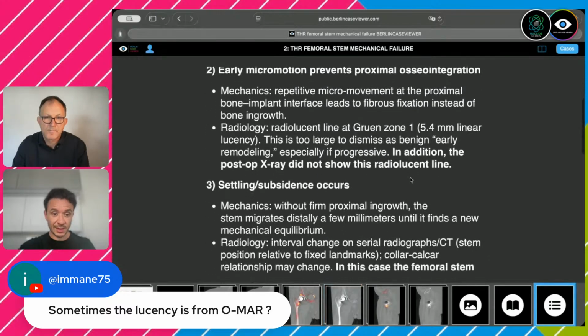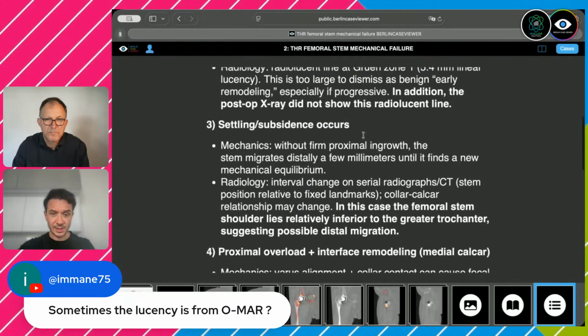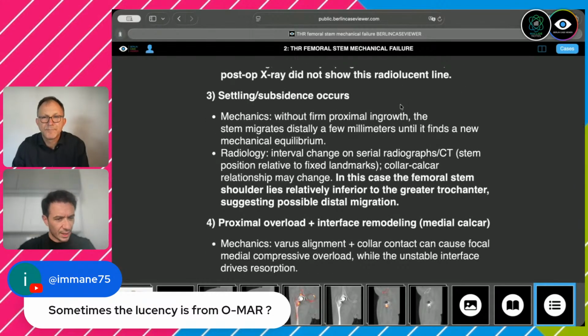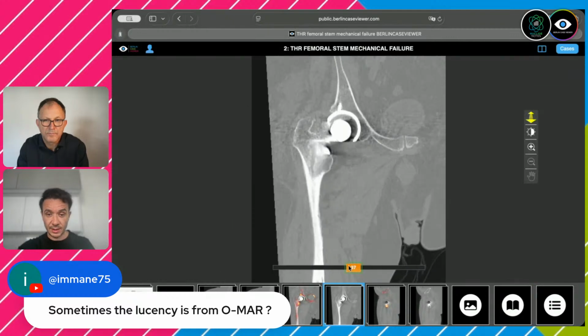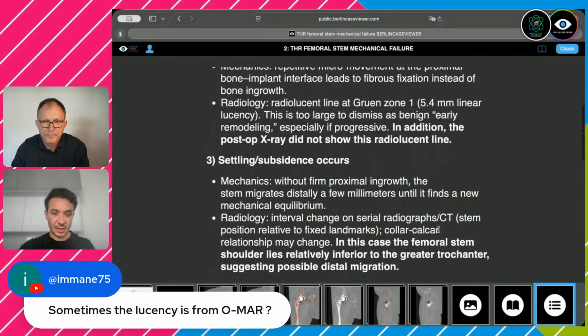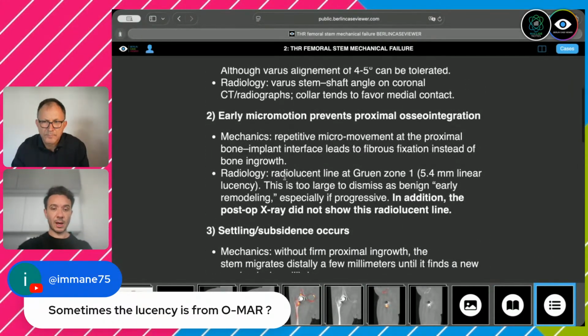In this case, I think it was more than 5 millimeter in distance. So it was highly suggestive of subsidence. And when I called the referring physician, he told me that this lucency was not evident, and this appearance was not evident in the post-op images. So this is highly suggestive of subsidence. After that, what usually happens?